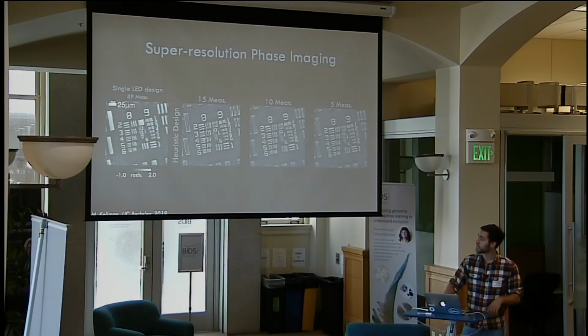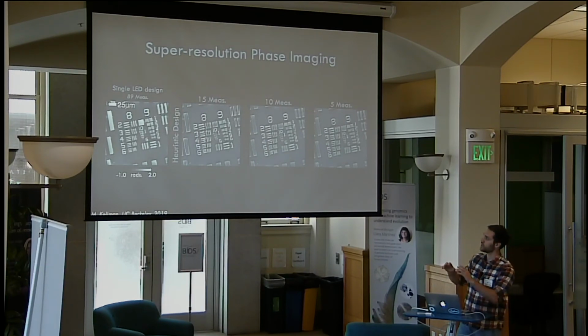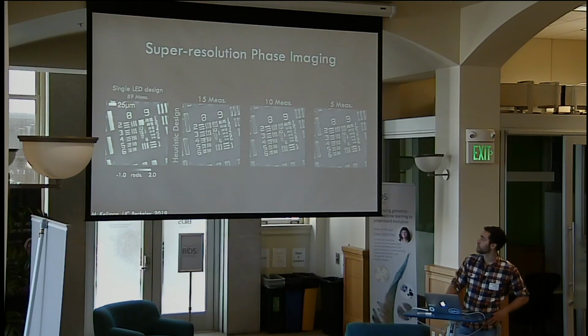So here on the left-hand side, we have the single LED design, which is kind of like ground truth. It's going to be the cleanest reconstruction we can get. Whereas there are previous works that look at heuristic designs for this sort of compressed encoding. And even as you compress all of the measurements into 15, the image quality starts to degrade, let alone 10 or 5 measurements where we're severely limited.